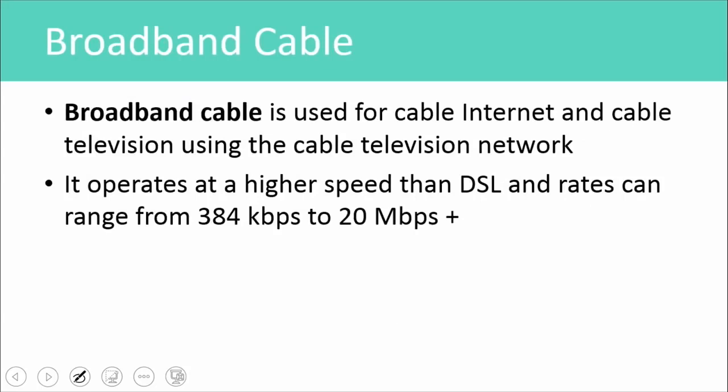All right, broadband cable is used for cable internet and cable television. This is probably what you have in your home, right? I have it in my home. It operates at a higher speed than DSL, and the rates can range from 384 kilobits per second to 20 megabits per second. So that's a pretty common network speed for home internet. This is something you're probably using right now, and you may not even have realized it until now, because I just told you.